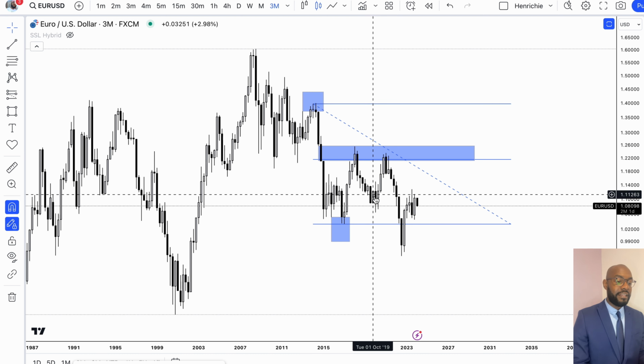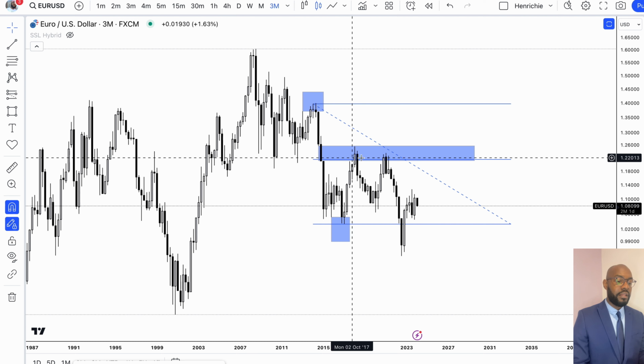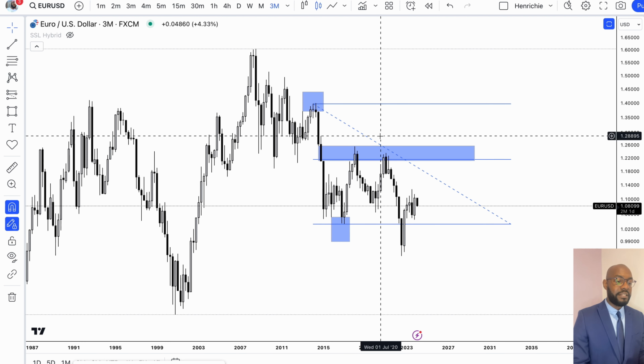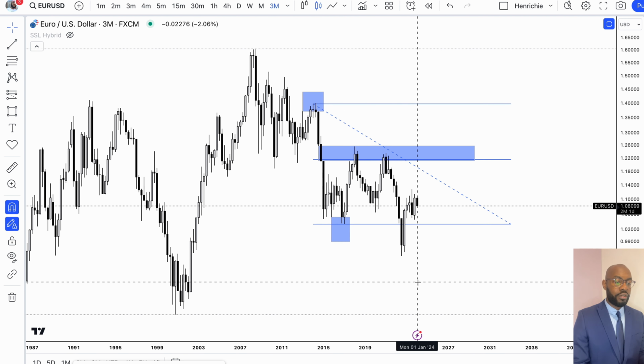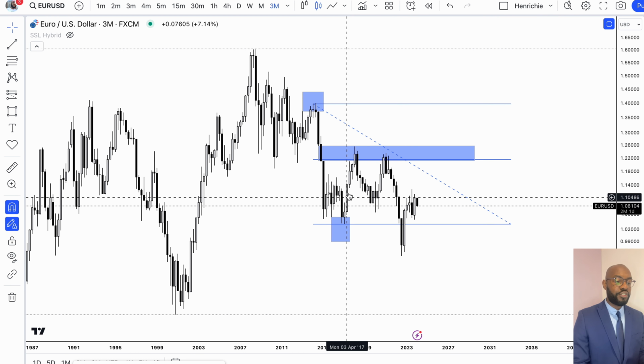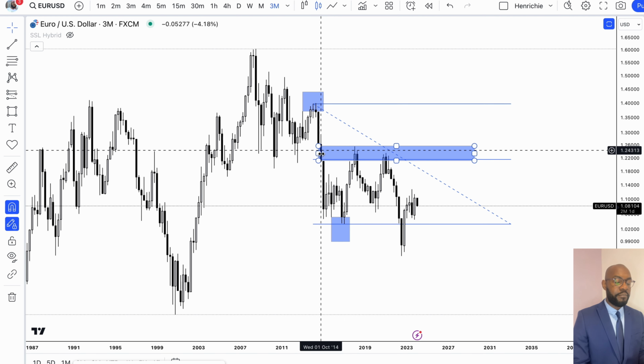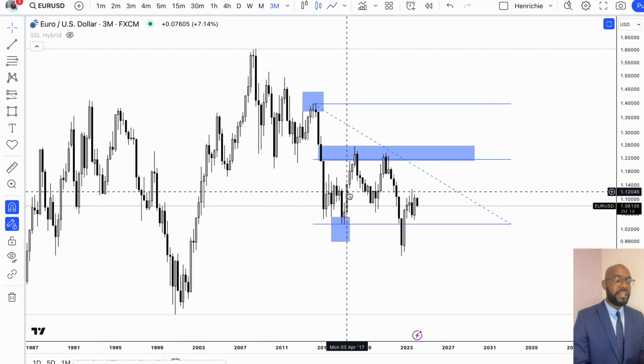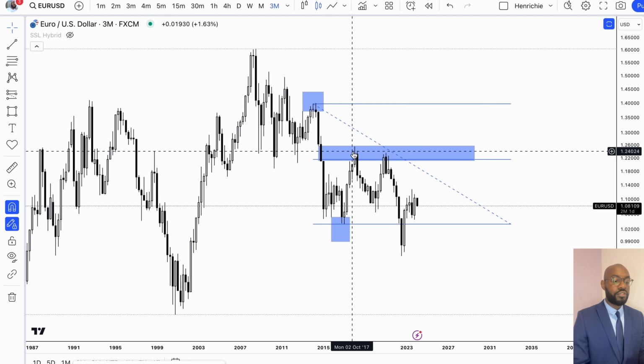So right here, you can see after we tapped in here, dropped down, came back, tapped in here again in the premium, and then we drop down. So this would have been another opportunity for you to sell. This would be a first opportunity to sell into this inefficiency. The inefficiency is going to be your exit position. Right here is your entry. Right here is also your exit position. And right there, we tapped into it.